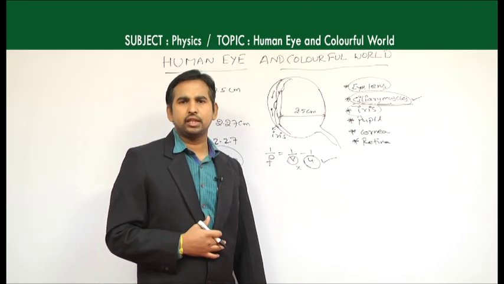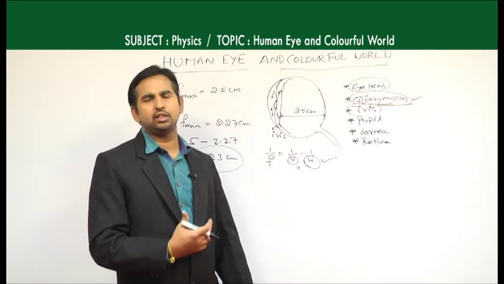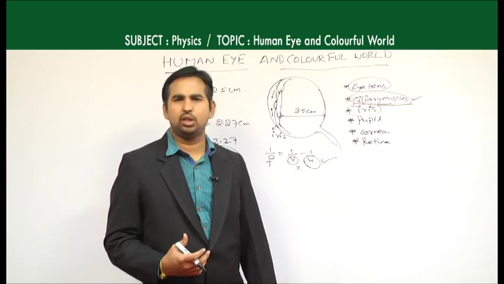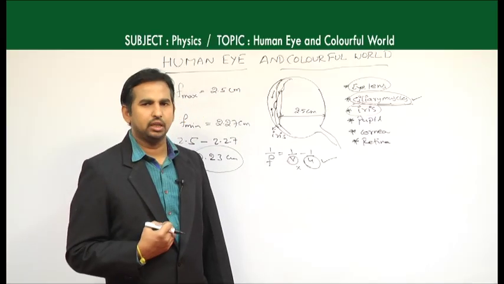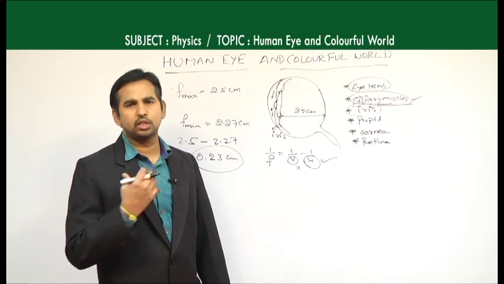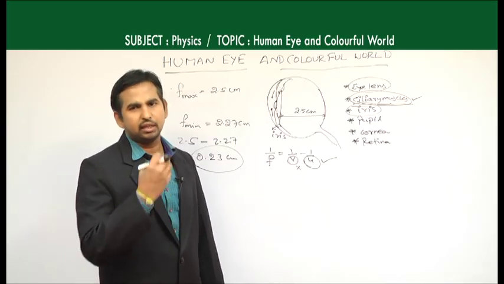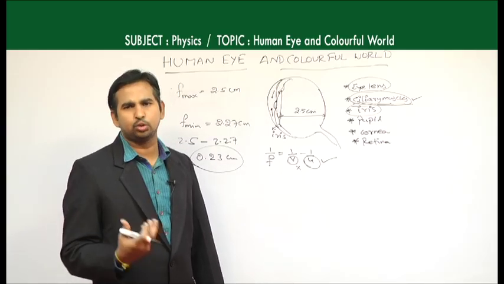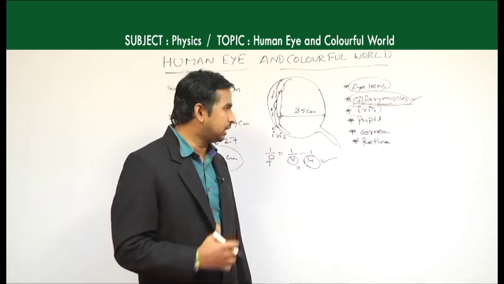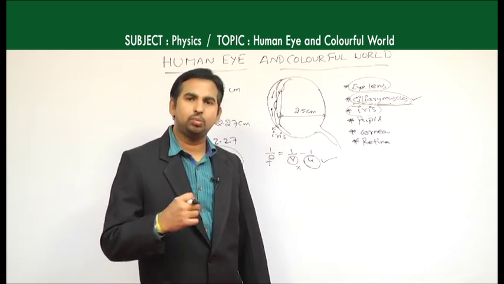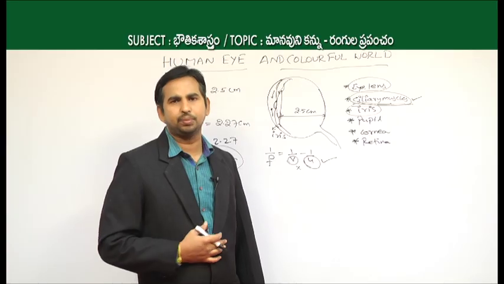And they can ask like this also: if you are exposed to a high intensity beam, what about the size of the pupil? When you are exposed to high intensity of light, the light rays which are coming inside have to be less. So that is why in this case the pupil size should be less when compared to the previous case.